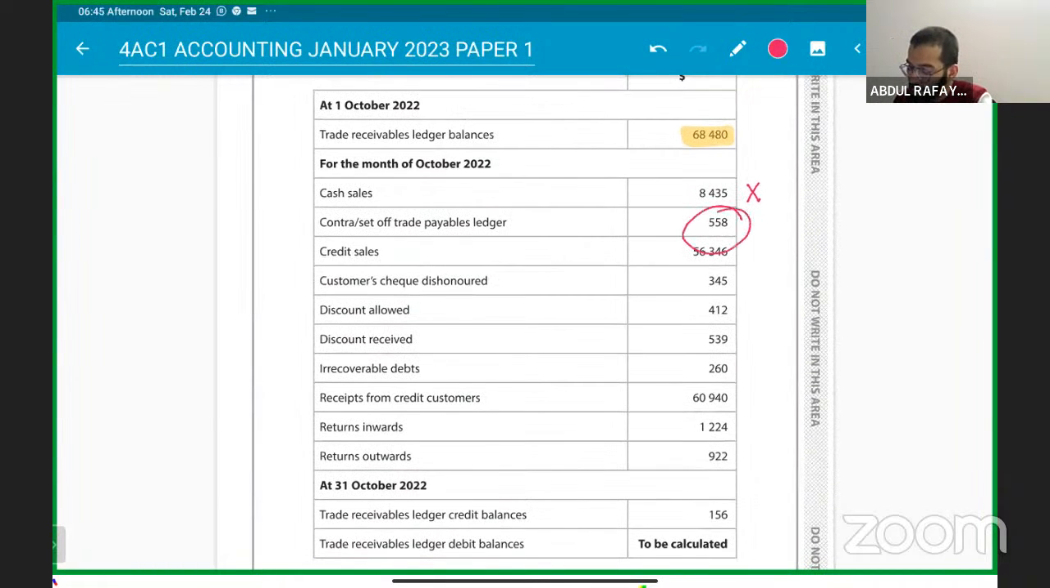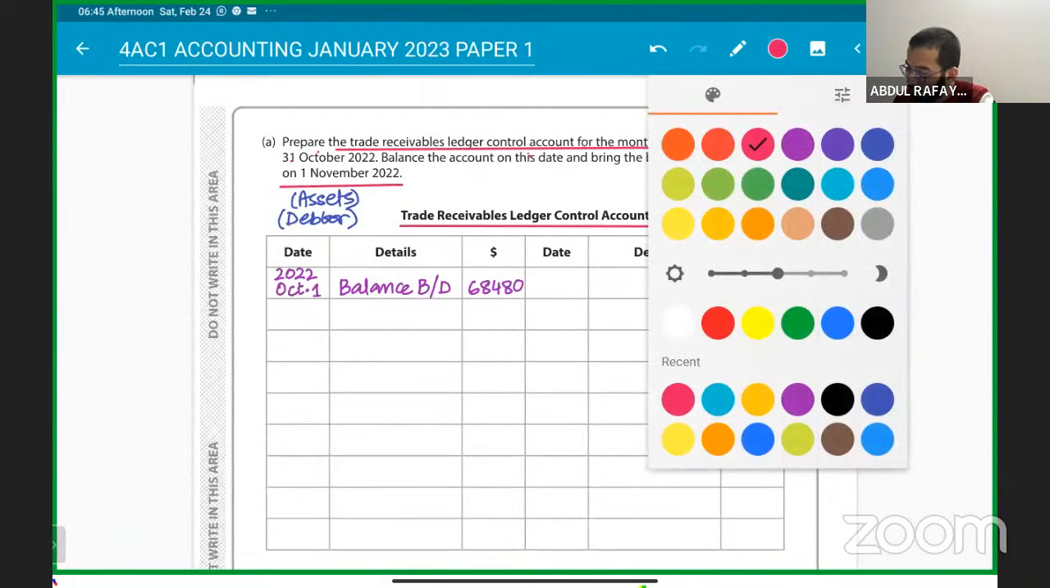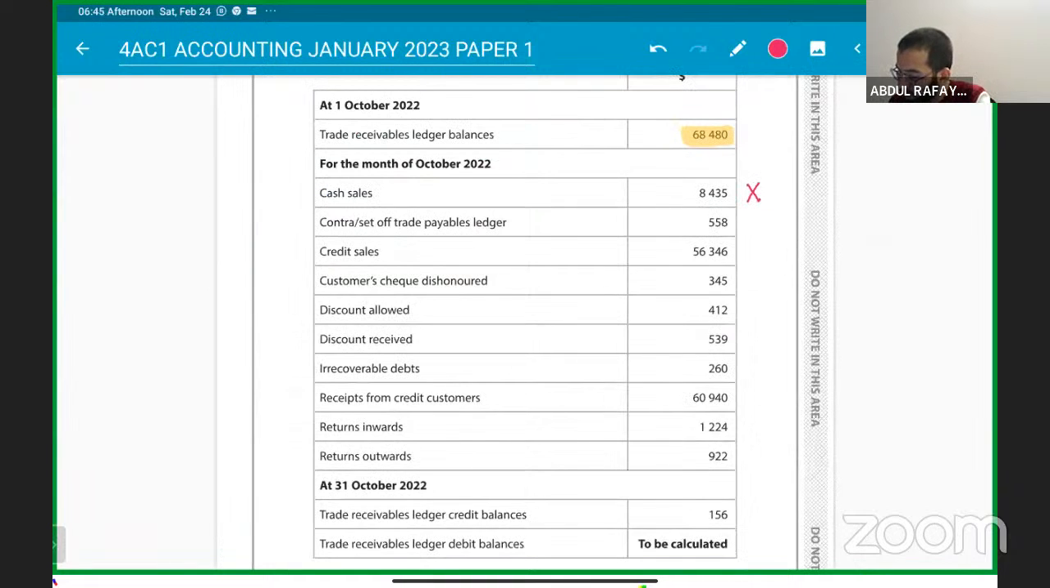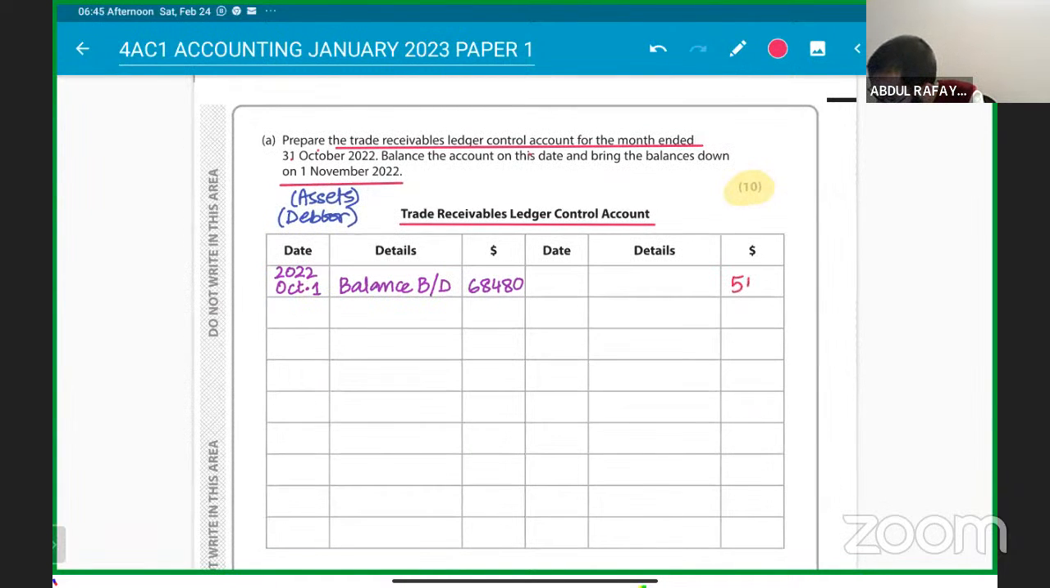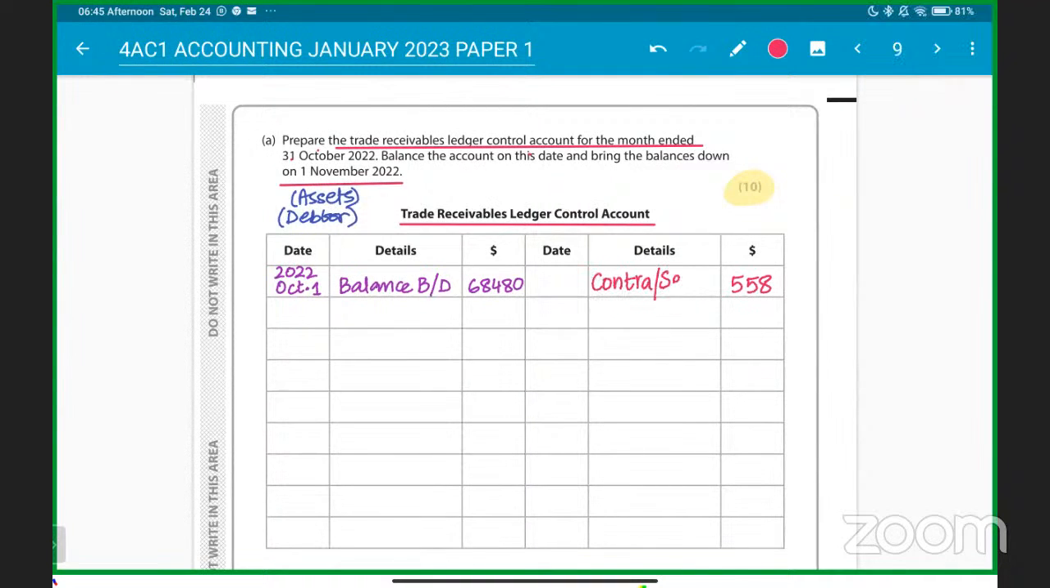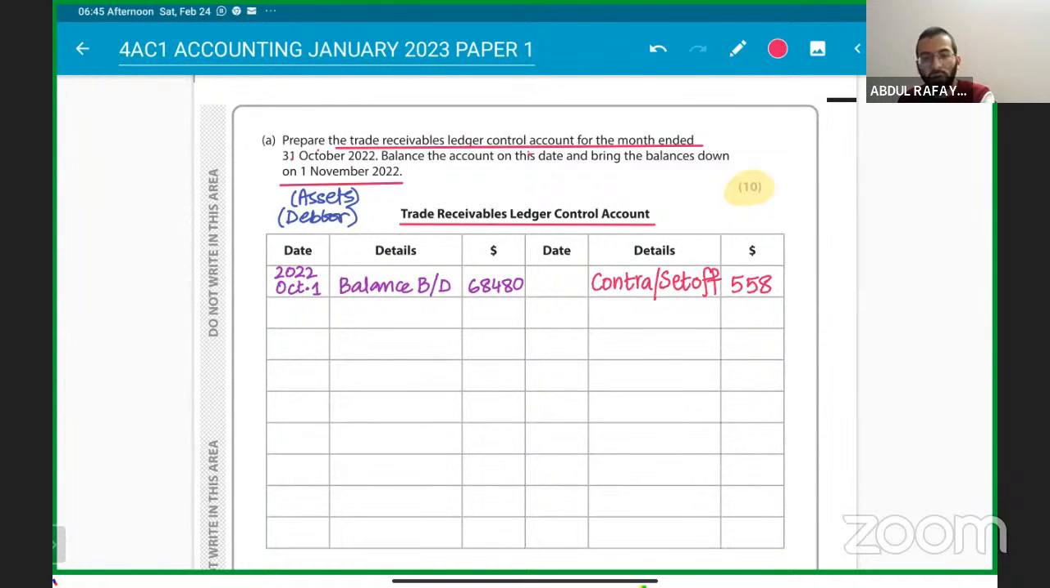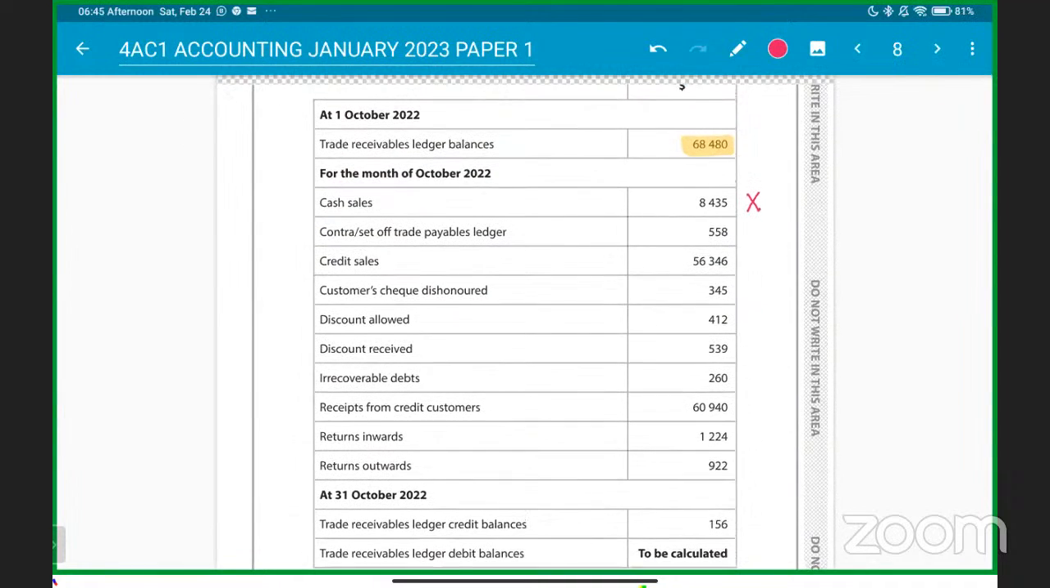Then we have contra set off. Some of the adjustments that are common are set off with the payables. So you need to write down contra set off comes here 558. That is contra set off. Okay, understood? Okay. Do you know what is contra set off? Do you need explanation for that, or you got it? What is contra set off?